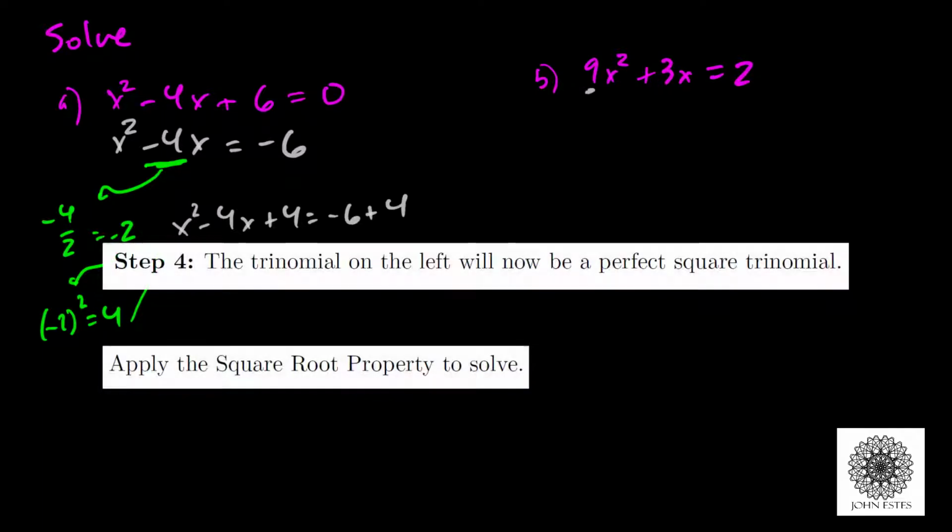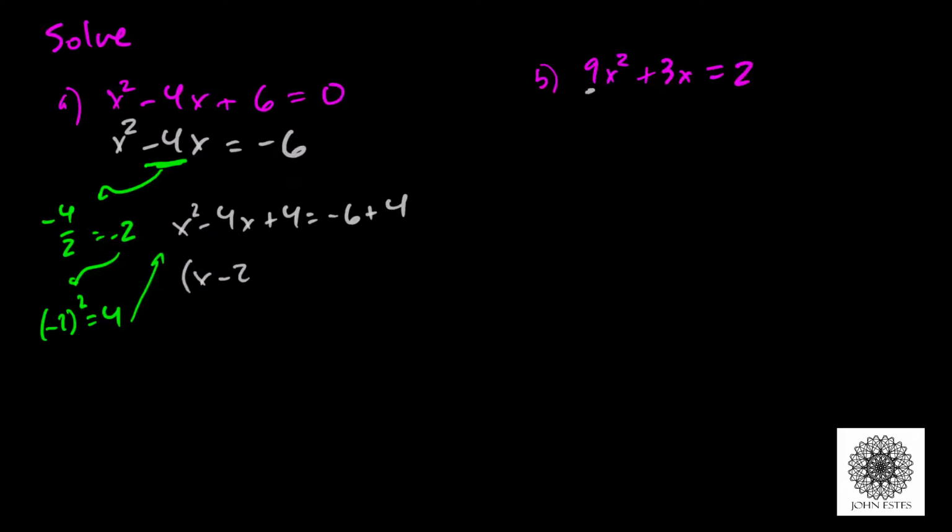Okay, so the last step of this is that the trinomial on the left, so this x squared minus 4x plus 4, will now factor as a perfect square, and it'll factor as a perfect square every time. That's why we call this completing the square. So now this is going to factor as x minus 2 quantity squared equals negative 2. And from there I can do the square root method.